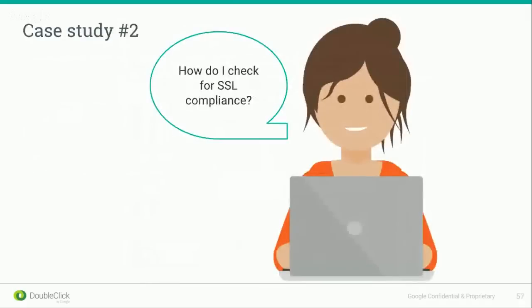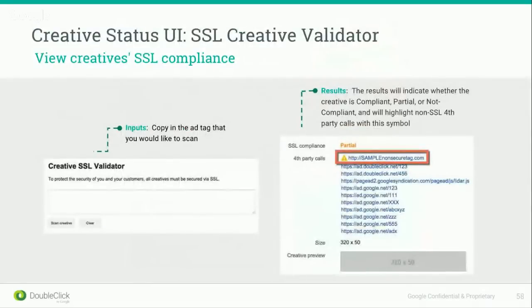Okay, so case study number 2, which is a frequently asked question: how do I check for SSL compliance? We have a tool called the Creative SSL Validator in the UI, and you can basically copy your ad tag into the empty field there. You can click Scan Creative, and then it pops up with the results, and it will indicate whether the status is SSL compliant, partially compliant, or not compliant. It also highlights all the non-compliant fourth-party calls, so you can troubleshoot further from there.